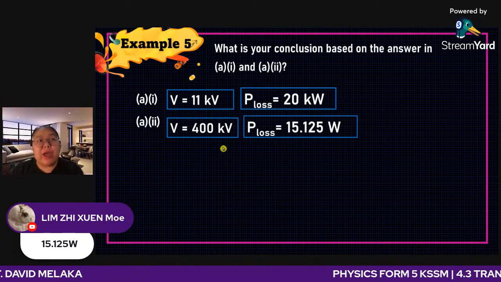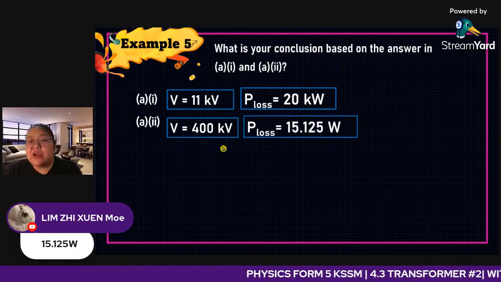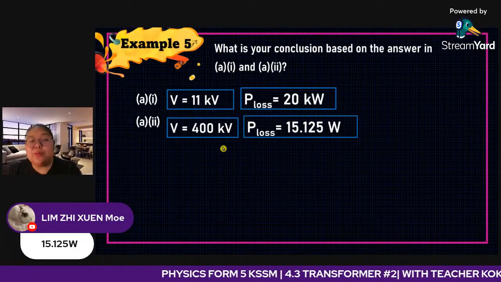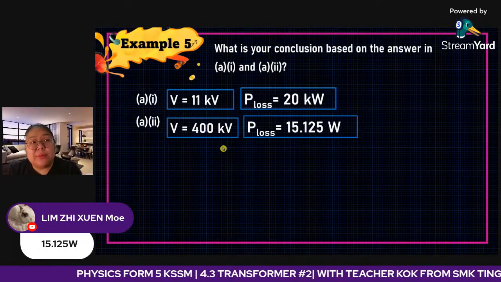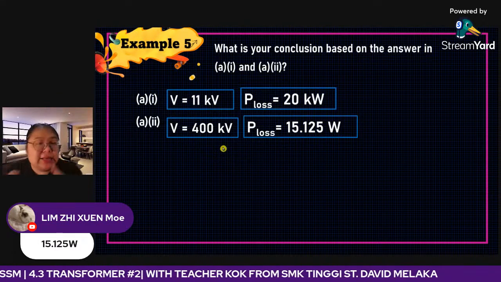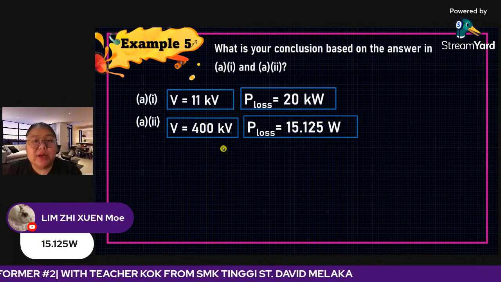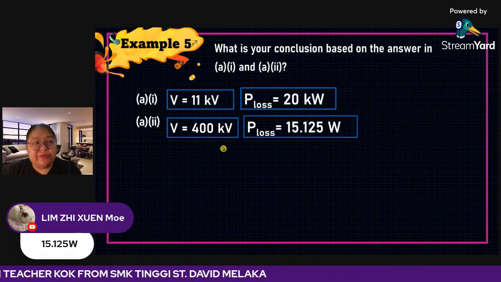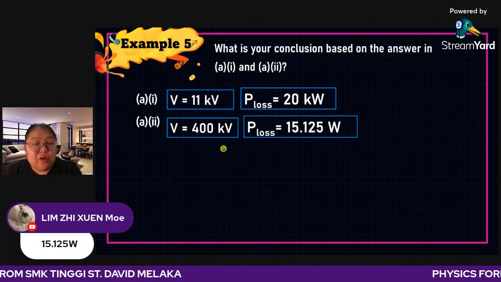I no need to adjust any power. I no need to provide more power input. The power input is still the same. I'm just using a step up transformer, then I can save the energy already. So this is the reason why at the first round they use a step up transformer.